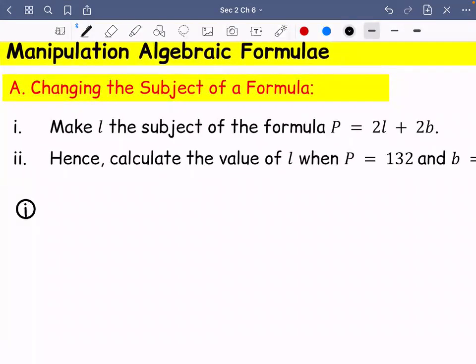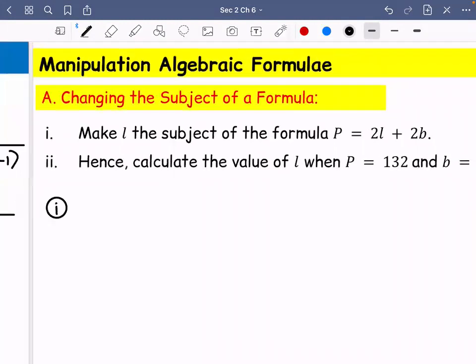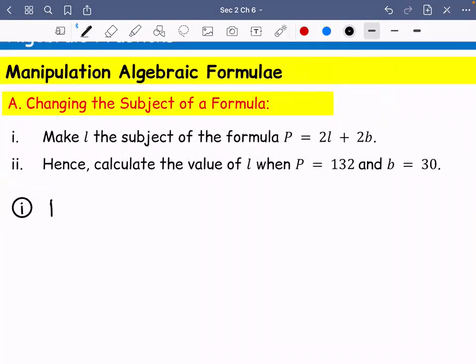Okay, so let's have number 1. Let me write the formula again. P is equal to 2L plus 2B. So that is 2L. Now the question says that I need to make L the subject of the formula. How do I do that?